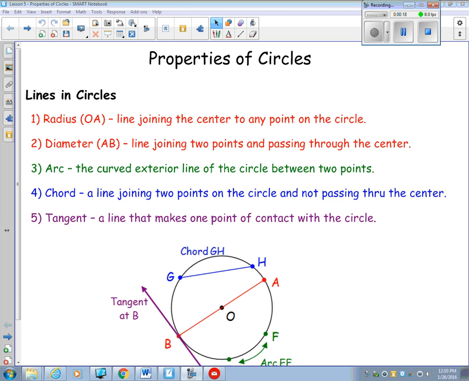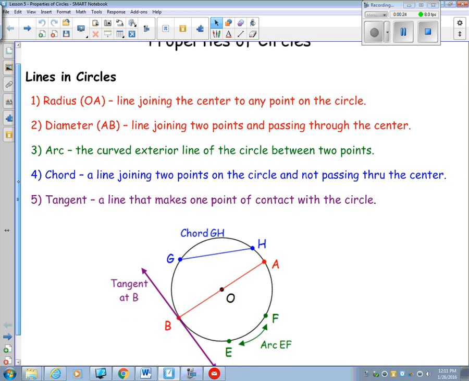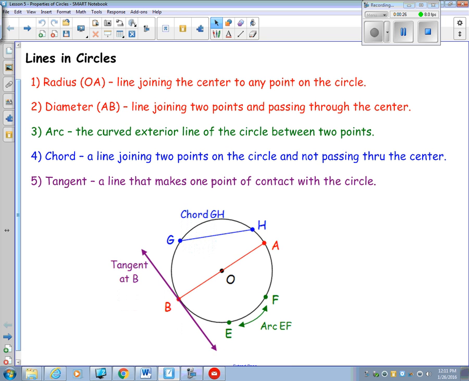Now there's a lot of words at the beginning of this. Read them over, think about them. The picture sort of tries to demonstrate all the different parts and pieces. Some of these words you know already: a radius, a diameter, but some new ones. We have an arc, which would be a curved exterior line of the circle or part of it, a chord, which is a line that travels through a circle but does not go through the center, and a tangent, which is a line on the exterior of the circle and makes just one point of contact with that circle.